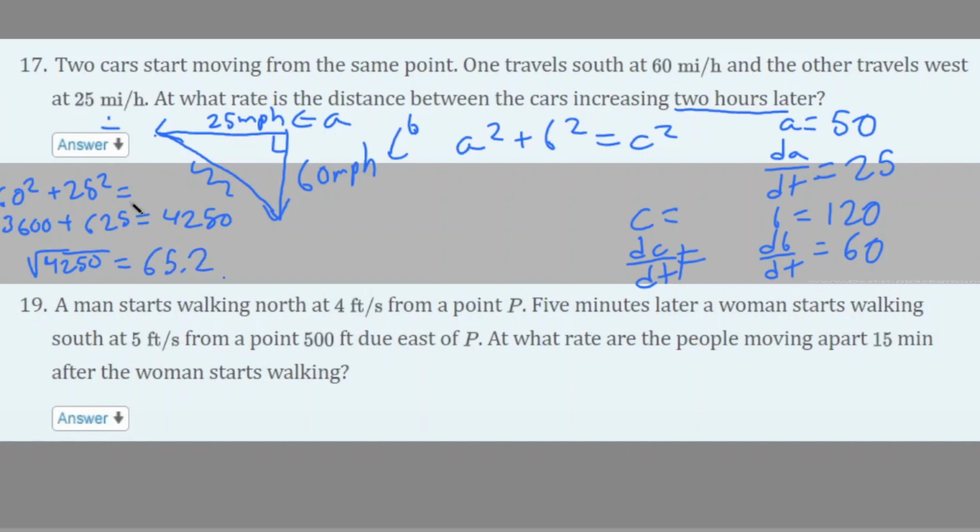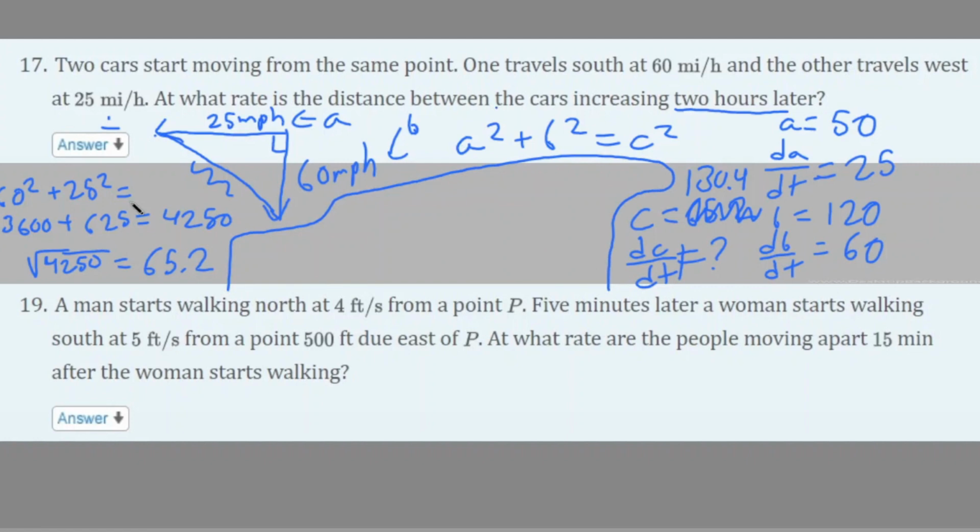That's approximately 65.2, it's 65.192, but we could round. So we know C is equal to 65.2, and sometimes you could leave it as radical 4250 if you're not allowed to use a calculator during a test. Now we're trying to find dC/dt. Never mind, this would actually be 130.4, because we're finding everything at 2 hours, so we multiply 65.2 times 2. So we're still trying to find dC/dt.